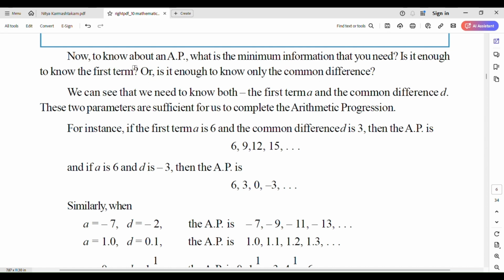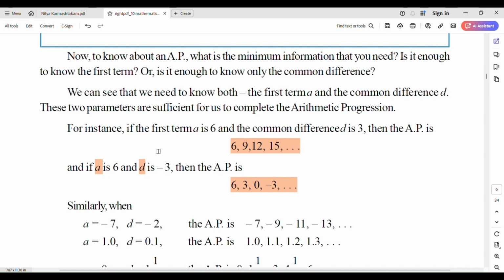Now, to know about an arithmetic progression, what is the minimum information that you need? Is it enough to know the first term? If I give you only the first term, is it enough to build an arithmetic progression? Definitely no, right? I can start every arithmetic progression with the same number. For example, there is one arithmetic progression here starting with 6, and another starting with 6 here. Both start with 6, but they are not the same, right? That means you need the initial term, that is a, as well as the common difference d.